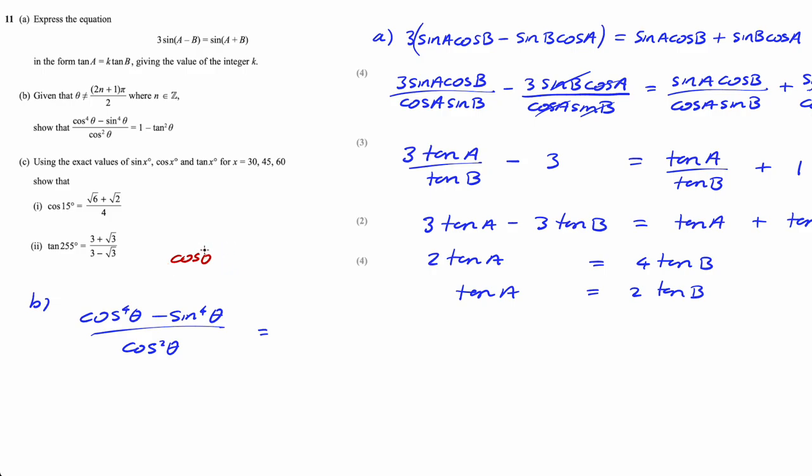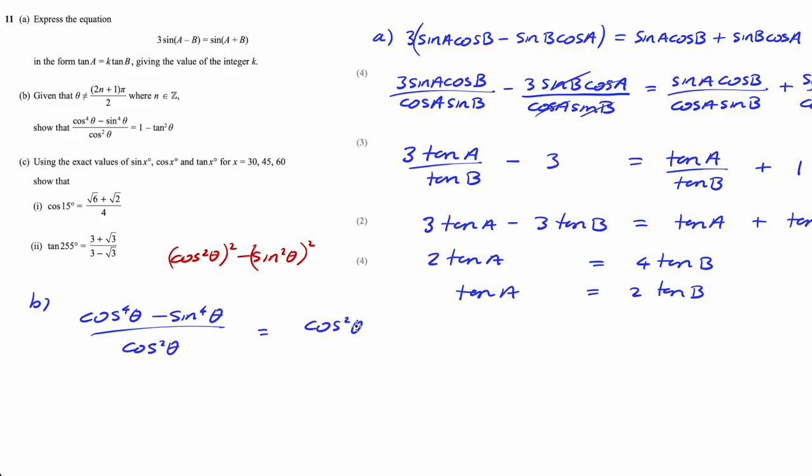It's like cos squared theta squared minus sine squared theta squared. That's to the power of 4, and that's to the power of 4. Difference of two squares means I can say this is equal to this plus this times this minus this. So hopefully, guys, you're okay with the difference of two squares.